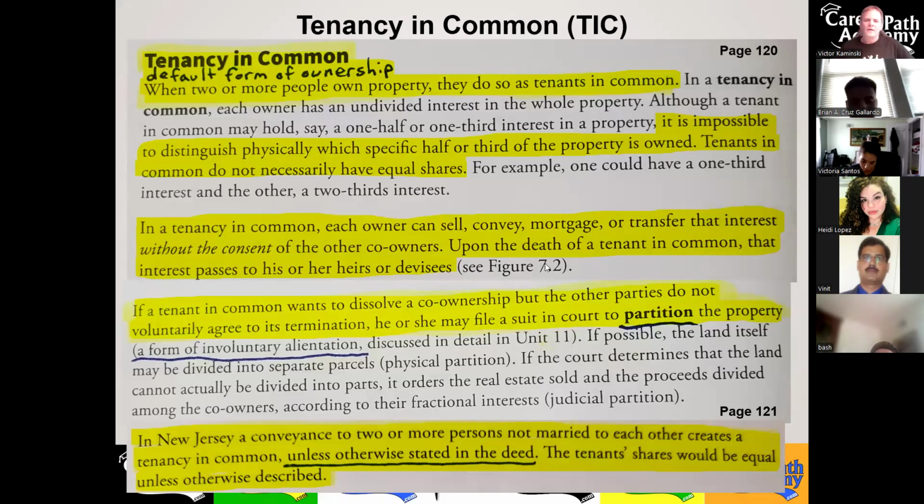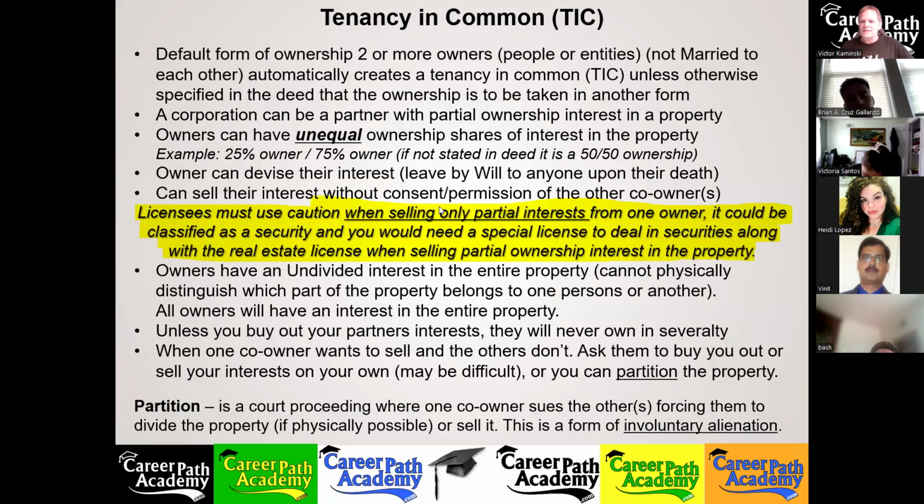Yep. Okay. So here is the slide I put together. You may want to snap a picture of this. It has everything you need to know about tenancy in common. As you do that, I'm going to grab some of these terms as well and update the notes while you do your screenshots.